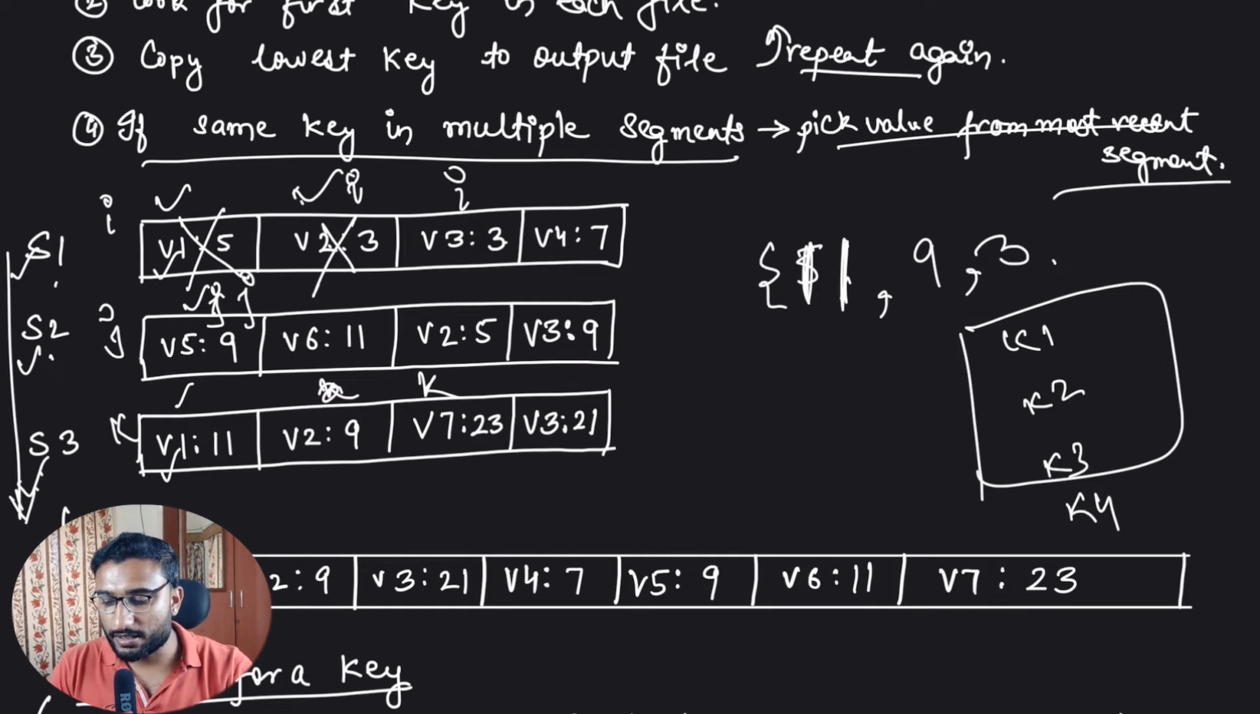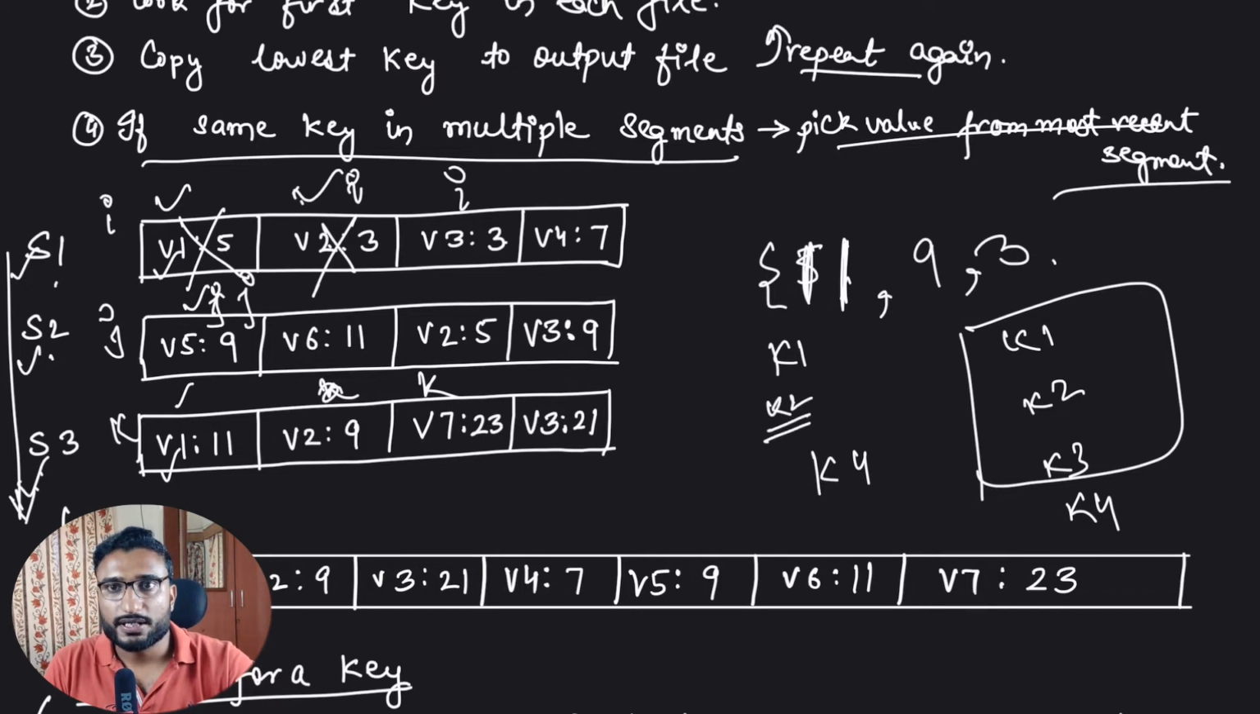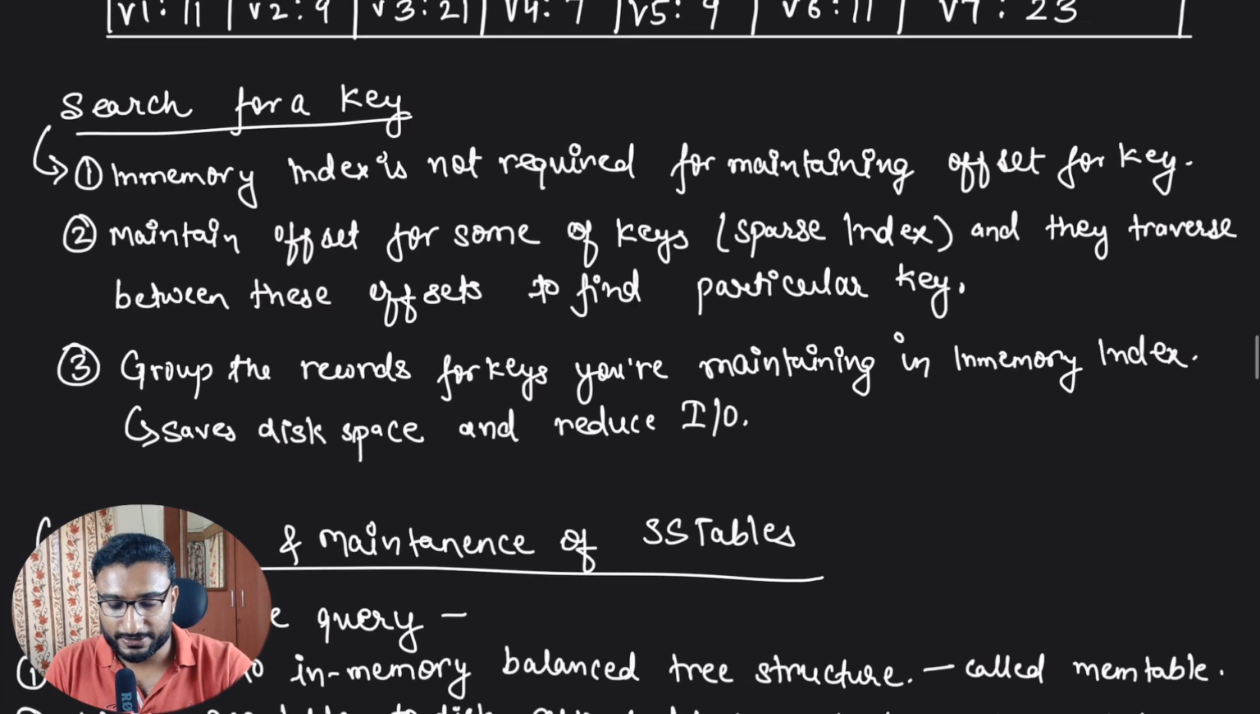So I will not store offsets of all these keys. I will just store, let's say, offsets of K2 and K4. So if I am looking for a key, let's say K3, I know that it will be present somewhere between K2 and K4. So I can just traverse this range and then get the data.